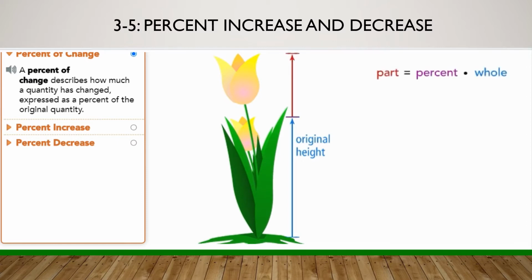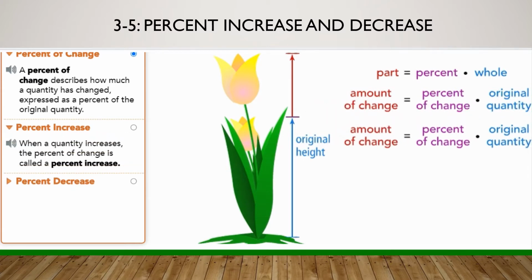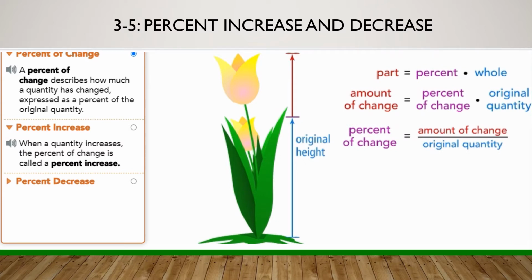You can use the percent equation to find the percent of change. The percent is the percent of change. The whole is the original quantity. And the part is the amount of change that happened. To find the formula for percent of change, divide both sides by the original quantity and simplify. Percent change equals the amount of change divided by the original quantity.